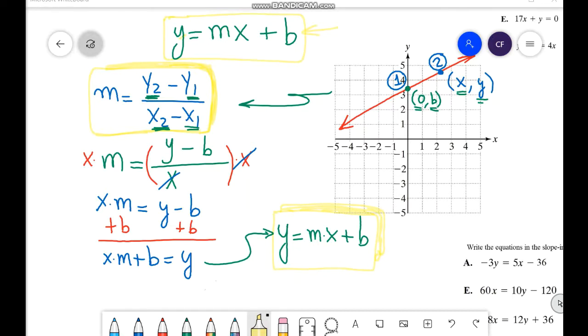Yes, it's pretty useful during the SAT. That's right, Will. This is quite useful during the SATs.